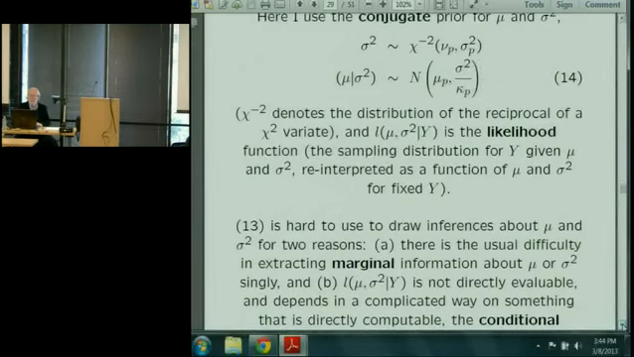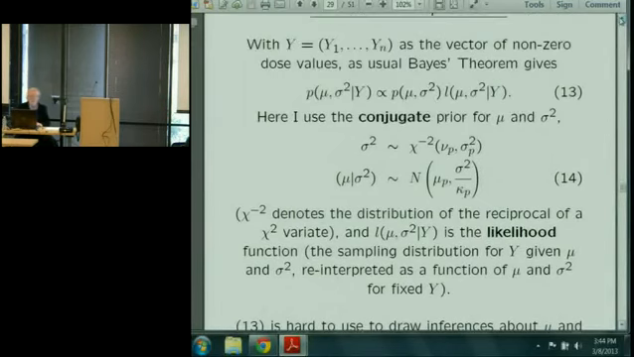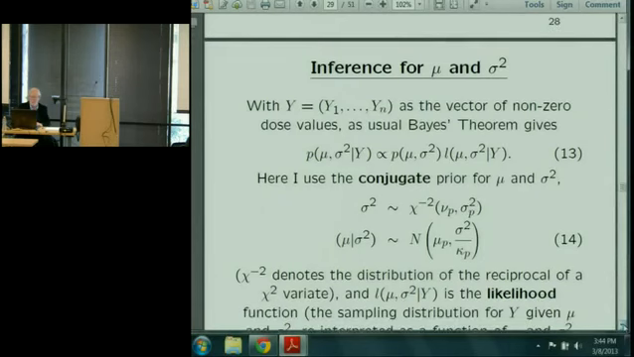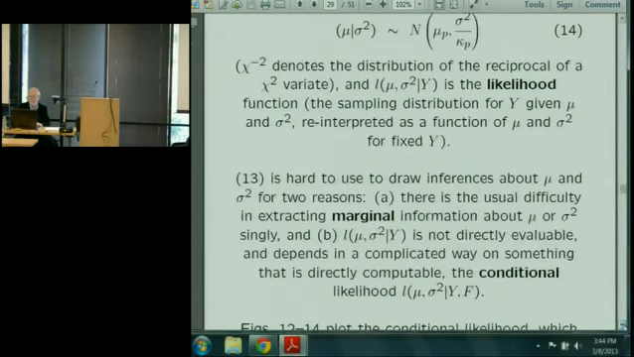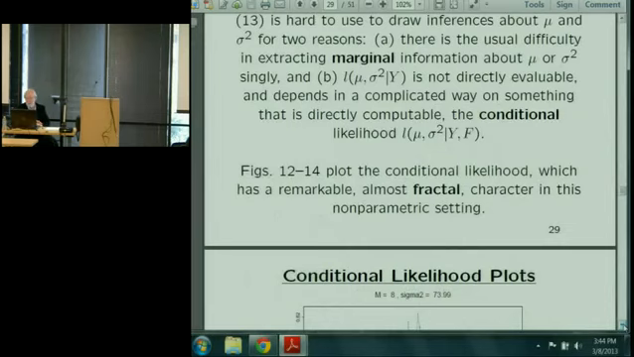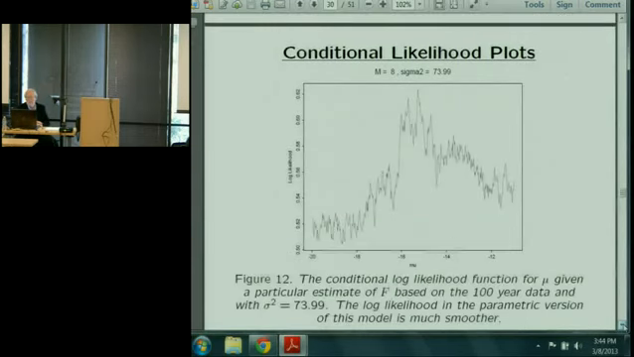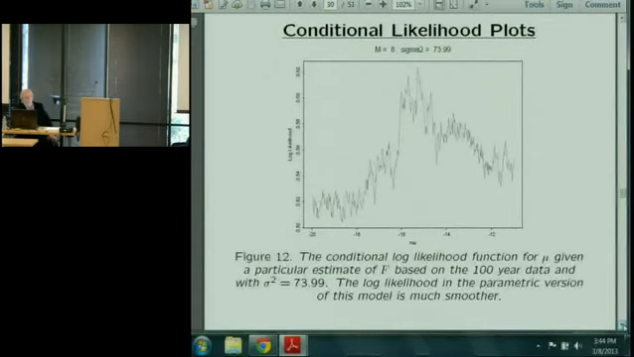And then I can do inference on the parameters in a Gibbs sampling sort of way. I put down a conjugate prior for those parameters, and I use Gibbs sampling. First of all, to see what's going on, I plotted the conditional likelihood function given particular values of mu and sigma squared. And this is the kind of thing that you get out of Bayesian nonparametric models. We're not used to seeing log likelihood functions that look like that. I think you would agree with me.